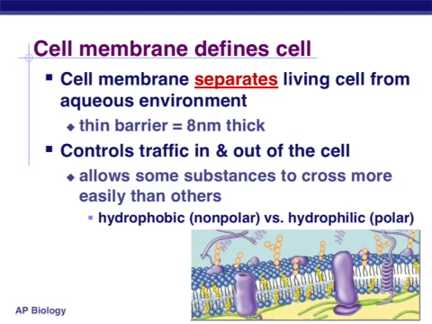So the cell membrane defines the cell. It separates the living insides of the cell from the aqueous environment that the cell is found in, so the liquid in your body. The membrane itself is really, really small. It's only about 8 nanometers thick, and I always think of it like a bouncer in a club. It controls what comes in, and it controls what goes out. Some substances get to easily come in, and others not so easily or not at all.